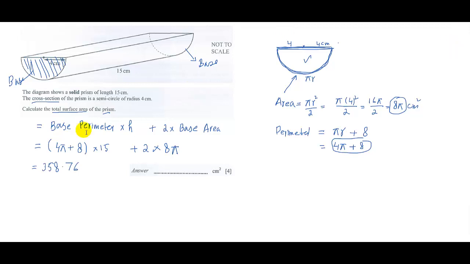So the area is 358.76. If we round this to 3 significant figures, the final answer will be 359. Whenever you have to find the total surface area of a prism, you have to find both the area and the perimeter of the cross section, and the cross section is also called base.